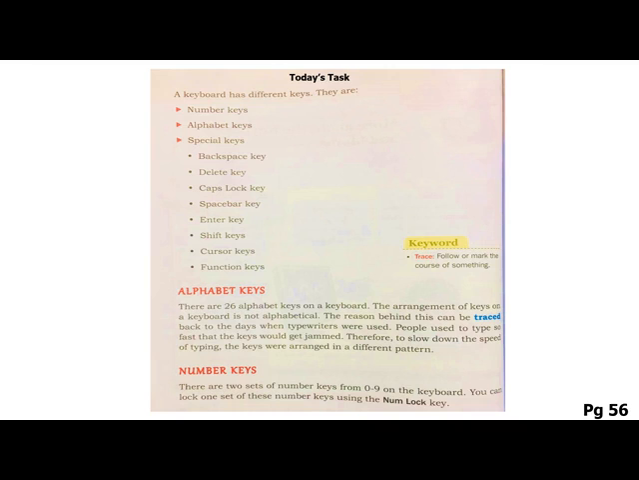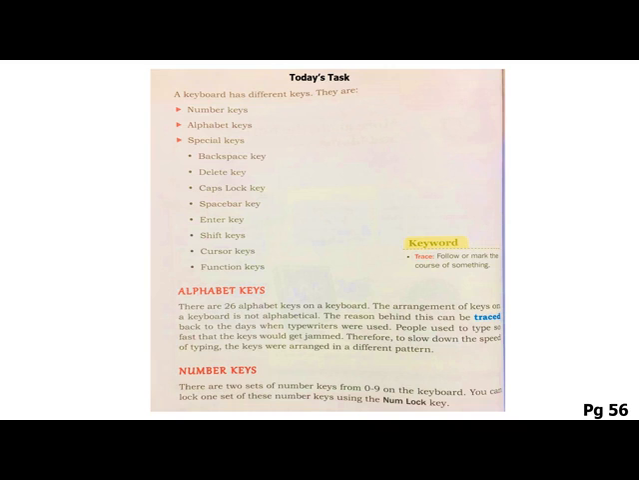Now let's start from alphabet keys. There are 26 alphabet keys on a keyboard. The arrangement of keys on a keyboard is not alphabetical. Alphabetical means that it is not arranged in alphabetical order like A, B, C. The alphabet keys are given in jumbled form on the keyboard.